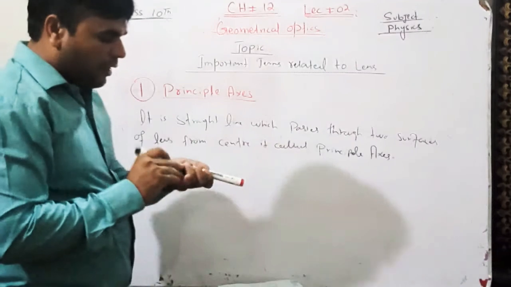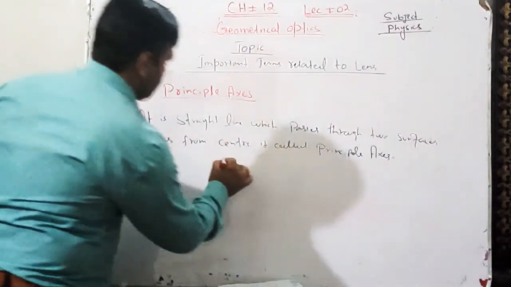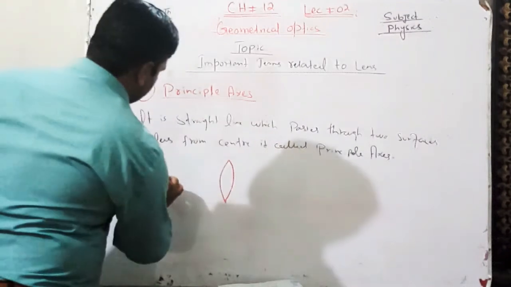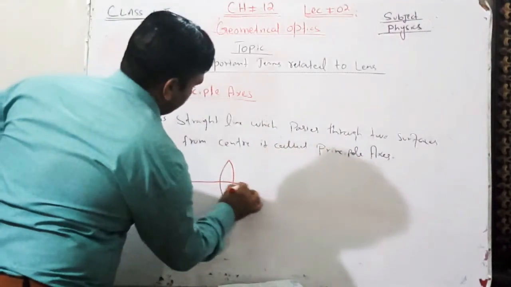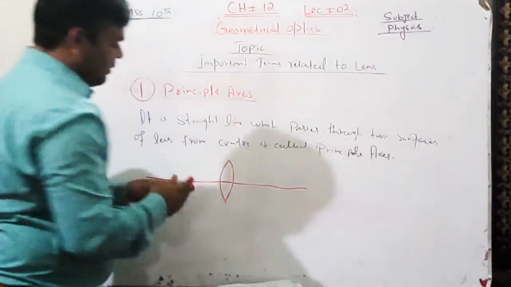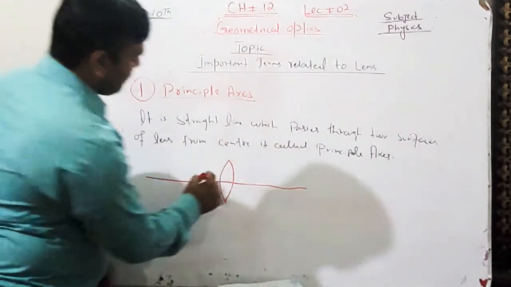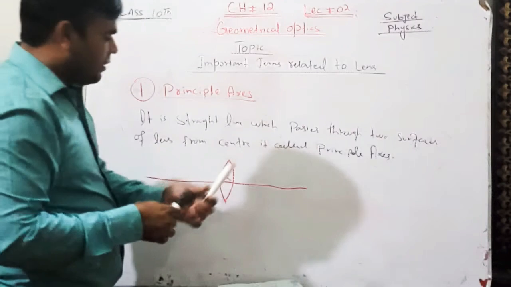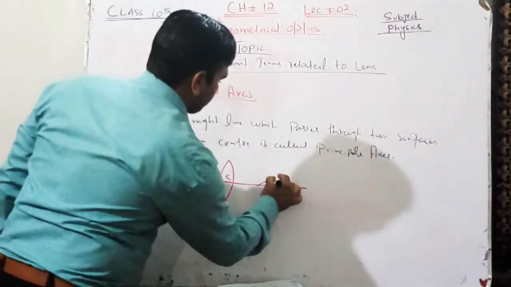If I draw the diagram, then we can see that it is a convex lens, then a straight line which passes from the center of the lens, from two surfaces. It is called principal axis.